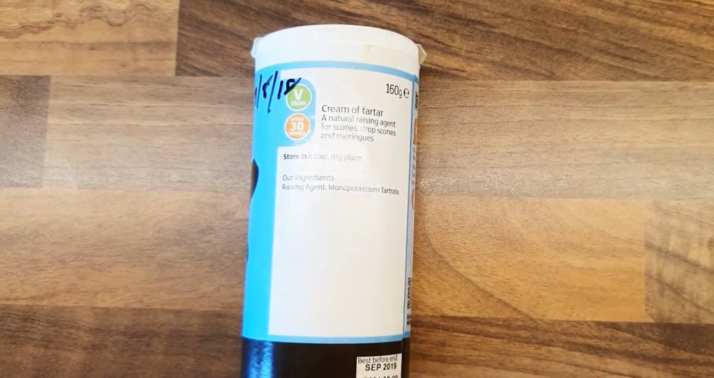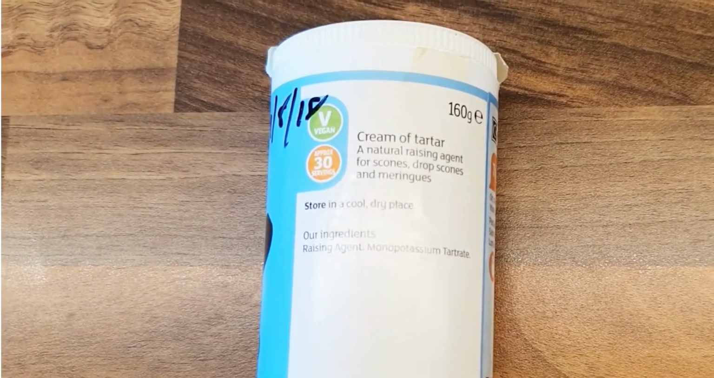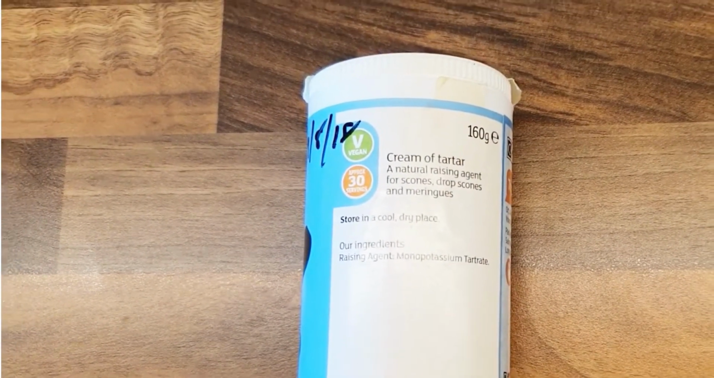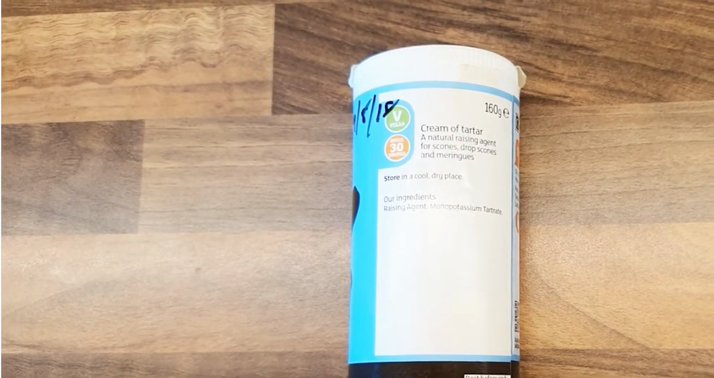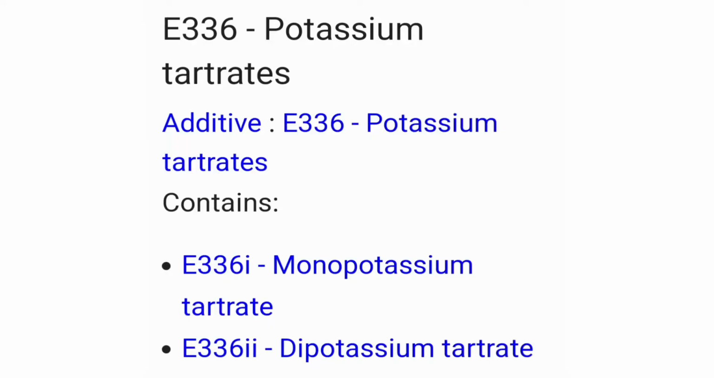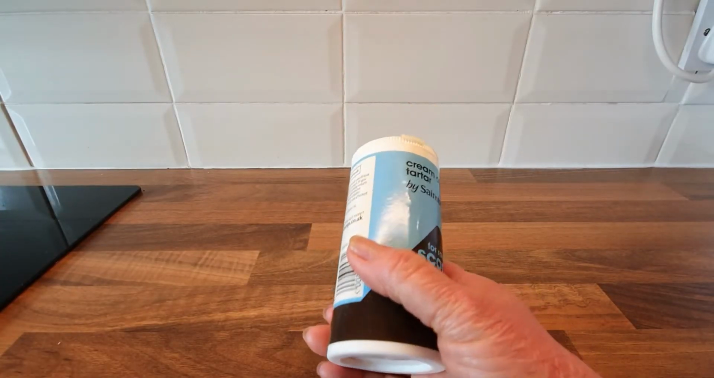Wait, let's take a closer look. In the tub is not potassium bitartrate, but monopotassium tartrate. But do not worry, it belongs to the tartaric acid group. The food additive number E336 is for potassium tartrates, and E336i is for monopotassium tartrate. So, we're good.